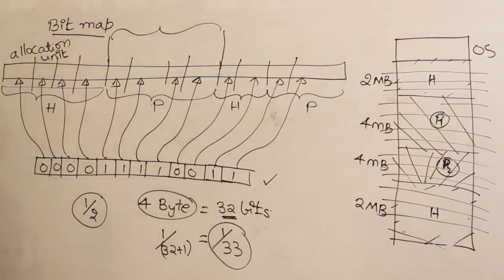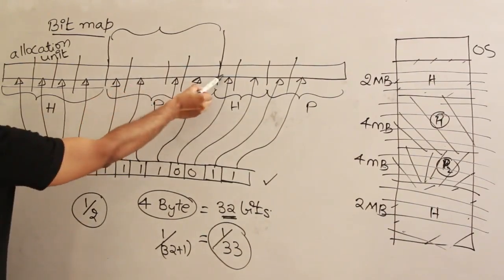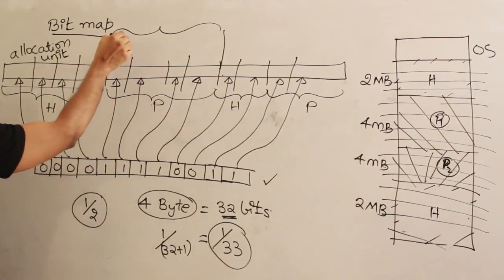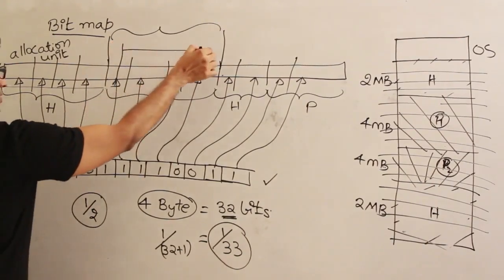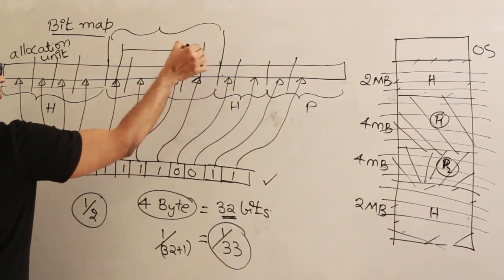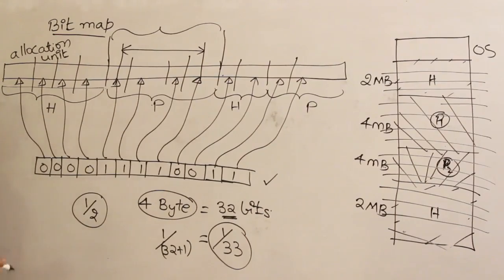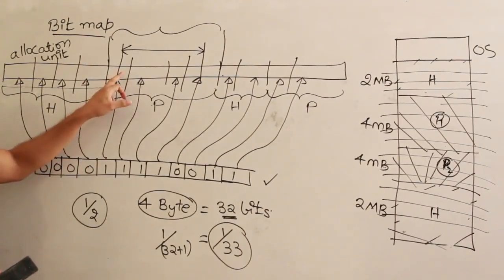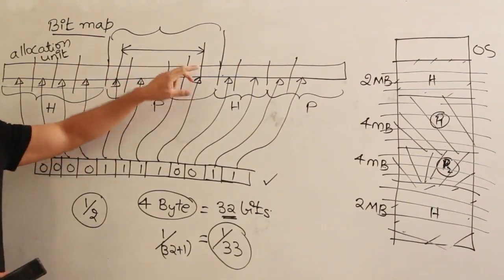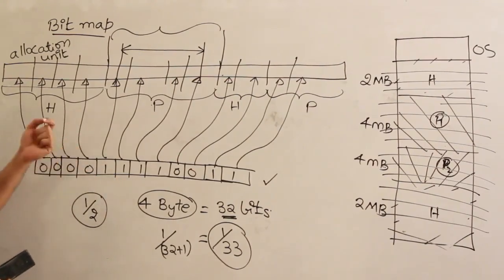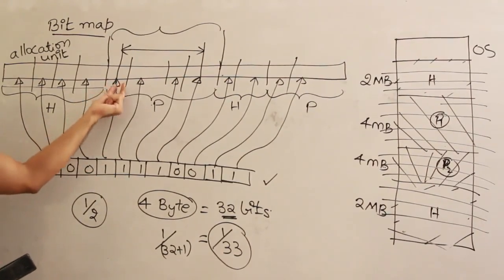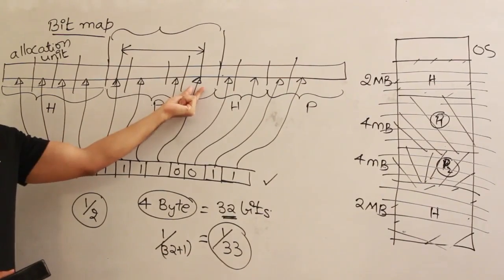There is, but then the problem is, even though the process is present from this part to this part, maybe it has taken up half of the first one, and in the last one it has taken up half of it. Which means even though it is saying that the process has taken up 1, 2, 3, 4 allocation units, it might so happen that it has used only half of the first allocation unit and only half of the last allocation unit, right?